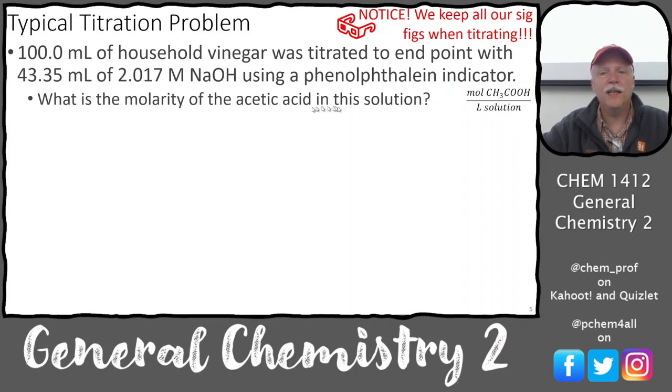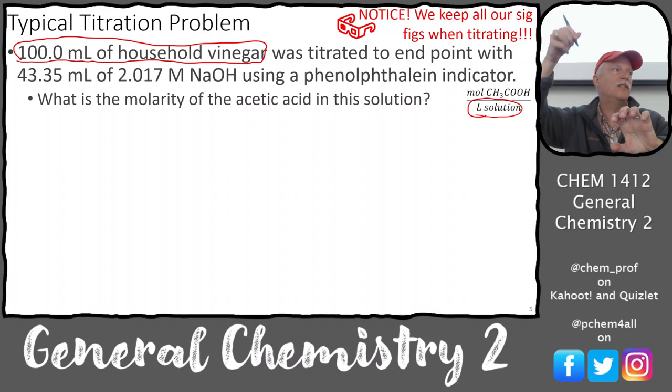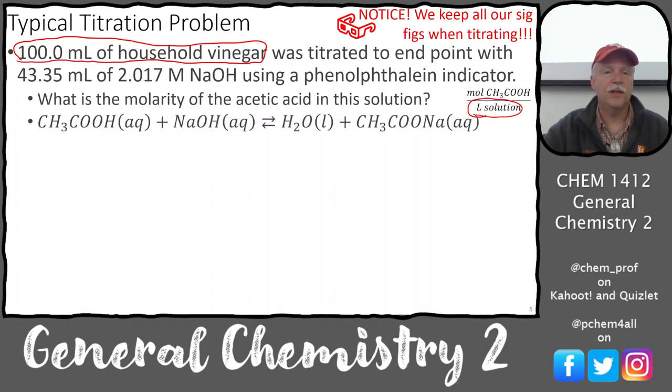When we want the molarity of the acetic acid solution, this is where we're headed. We're headed for moles of acetic acid per liter of solution. We do have the volume of the solution right here. So we have the volume of household vinegar right there. So that's this piece right here. What we need is the moles, and the amount of titrant is directly related to the number of moles of acid. So it's the acid we added in there that governed how much base we had to add until we got a color change. So let's start with that 43.35 mL of sodium hydroxide.